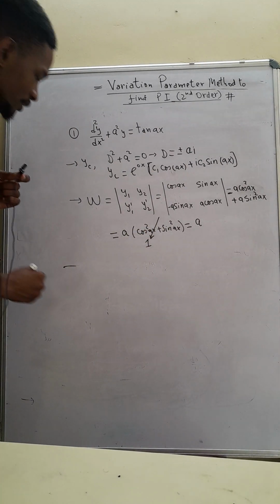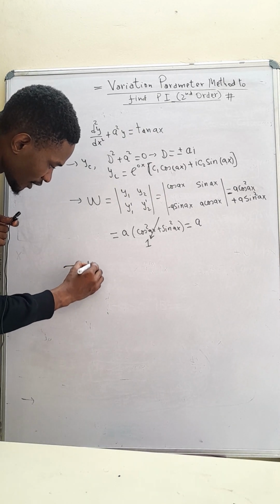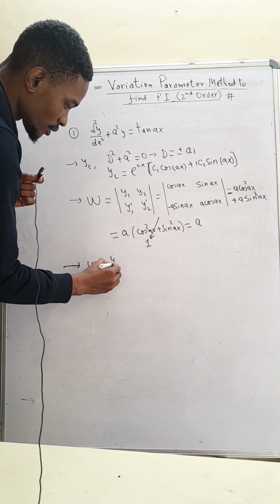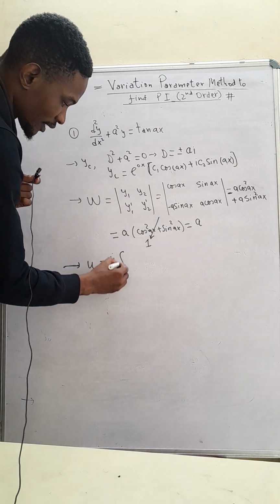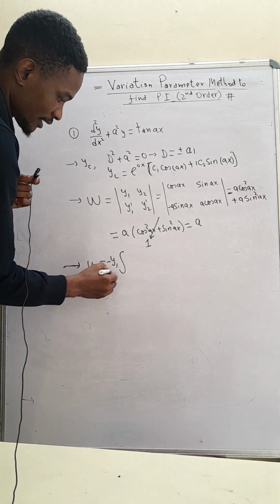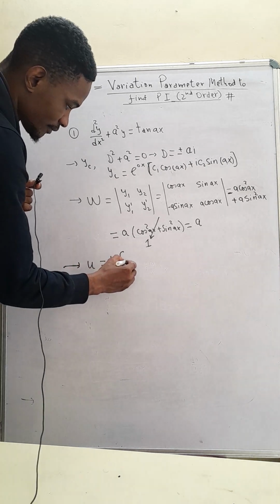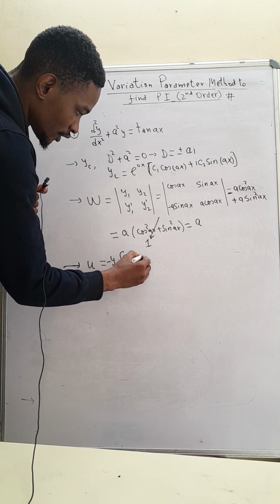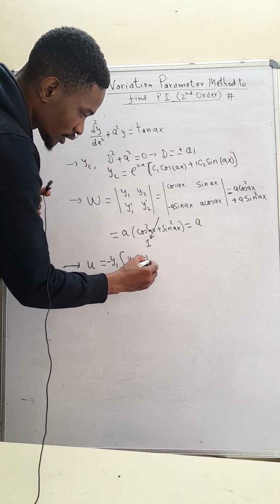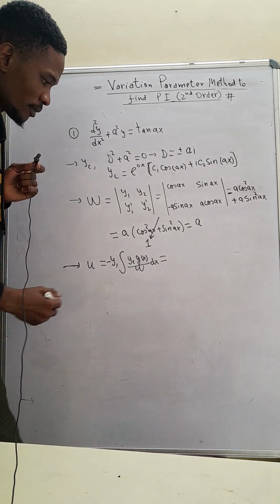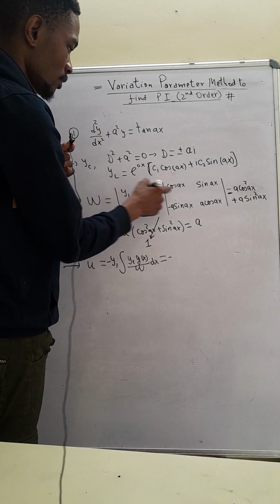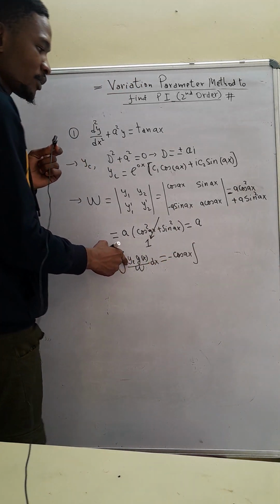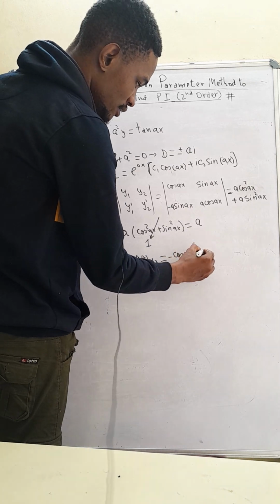Now we know the Wronskian. So the second step, find u. What is your third step? Find u. u is negative, the integration of what? y2 times g of x all upon the Wronskian, dx. So y1, what is y1? cos ax. The integration of y2 is what? sin ax.